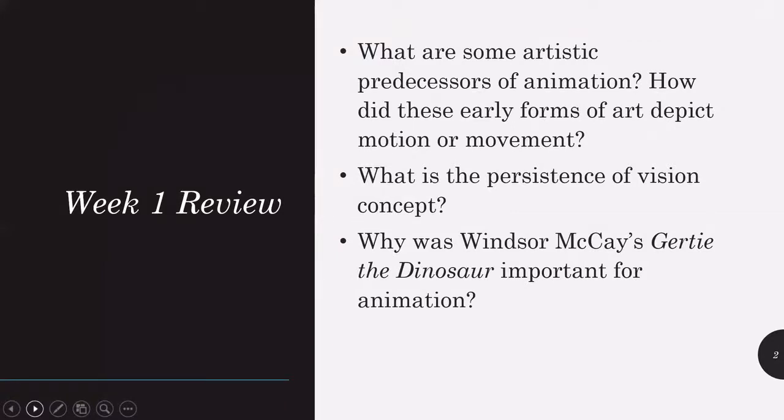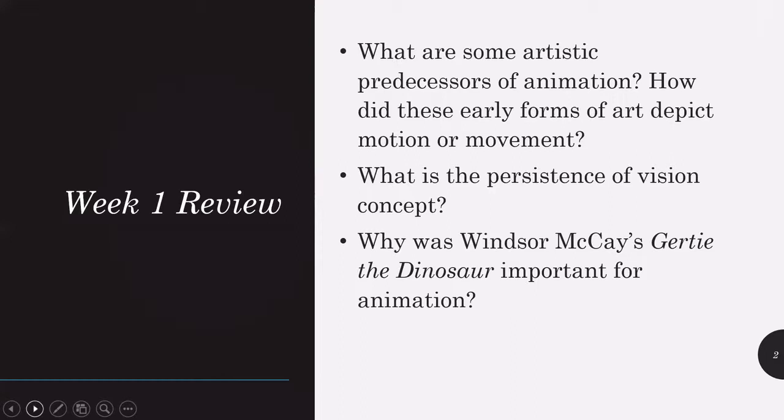But first, what I'd like to do is review some of the concepts from last week. So first, let's talk about what are some artistic predecessors of animation, and how did these early forms of art depict motion or movement? Well, last week we watched a video that Walt Disney made where he talked about the history of animation. And he talked about things like cave paintings and Egyptian hieroglyphics from the ancient world. And he showed us that they depicted movement by different motions in the images themselves. For example, hieroglyphics were meant to be read from left to right, and you followed the motions of the characters, sort of like you would in a comic book.